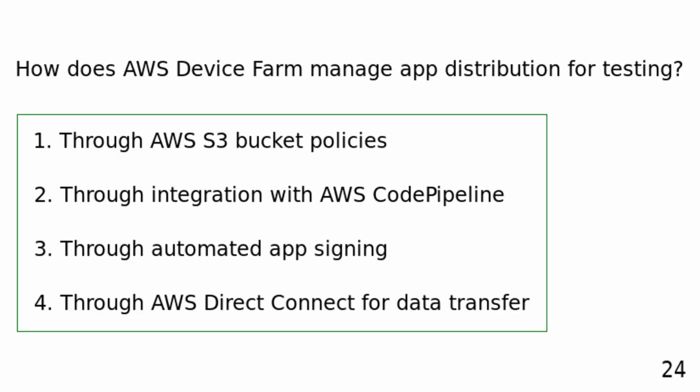How does AWS Device Farm manage app distribution for testing? Through AWS S3 bucket policies. Through integration with AWS CodePipeline. Through automated app signing. Through AWS Direct Connect for data transfer.